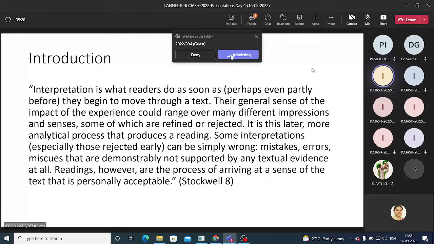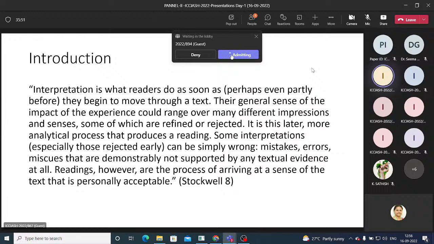So even before we read a particular text, we read a set of words, we're already interpreting. And they may have certain mistakes and errors, which we rectify as we read a particular text, and then we come across textual evidence which disproves or proves our interpretations. So when we are able to come across the textual evidence, it's that process by which we can say that we have moved from interpretation to reading.